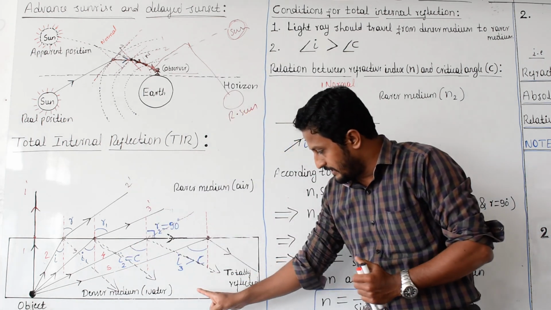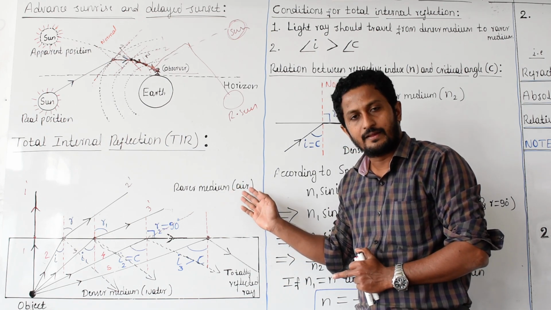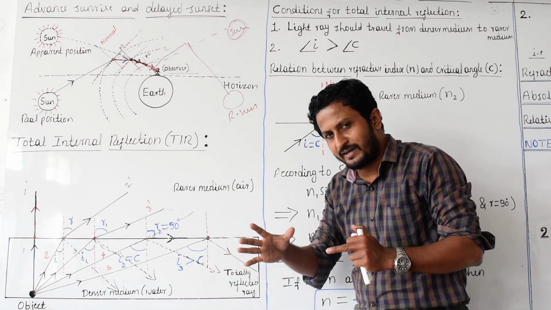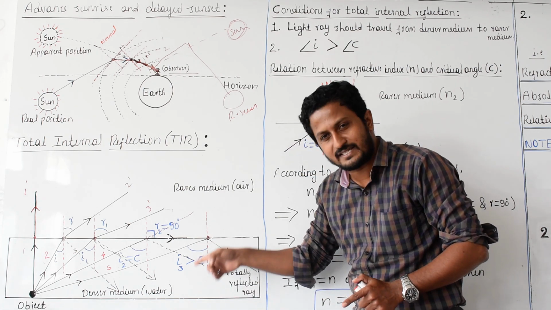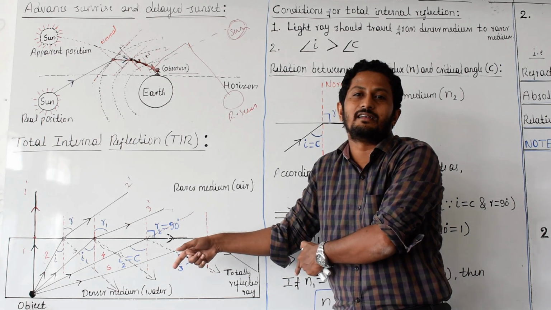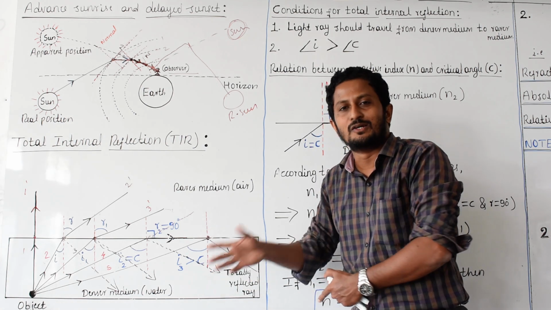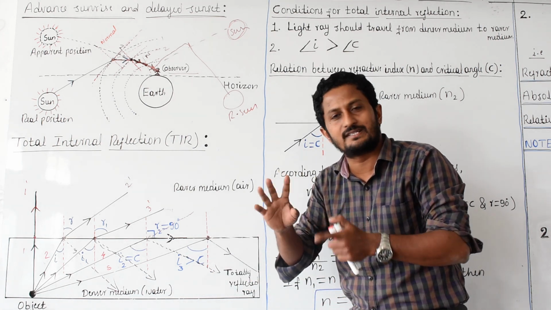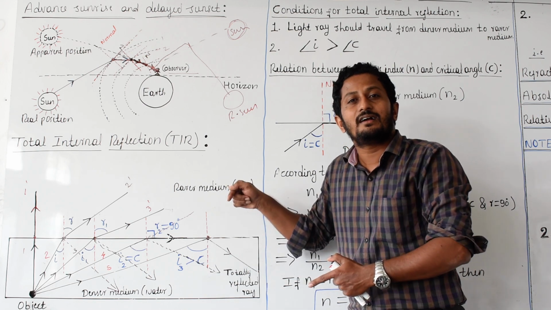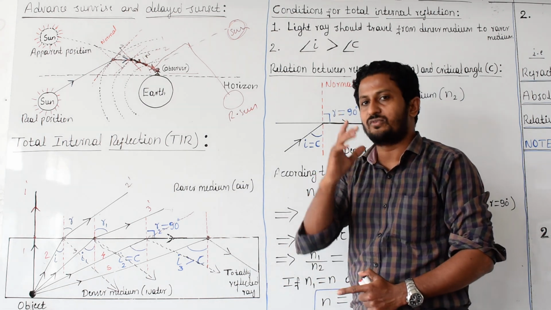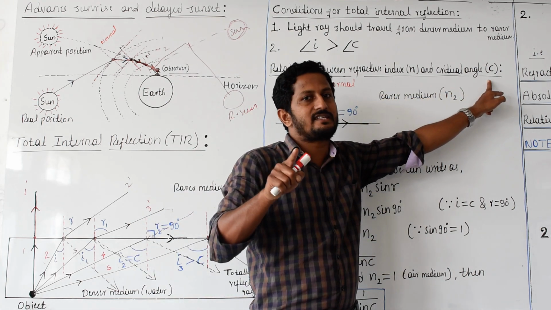Look here, it is a denser medium above a rarer medium, that is air. Okay, air. We are finding the relation between the refractive index of this denser medium and its critical angle. Critical angle is being in which medium? That is in the denser medium only. So here we are finding the relation between the refractive index of the denser medium and its critical angle. Now you see here, that critical angle we represented with the symbol C, capital C.